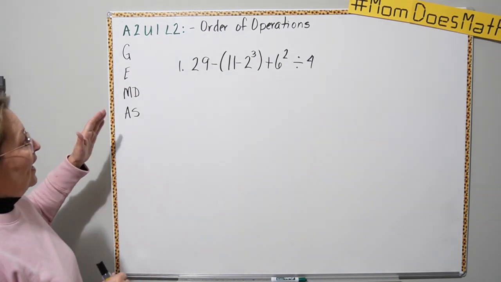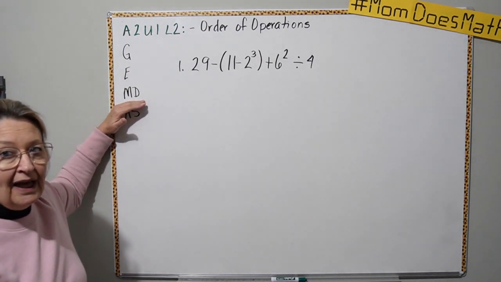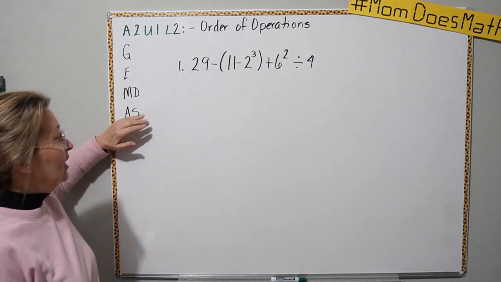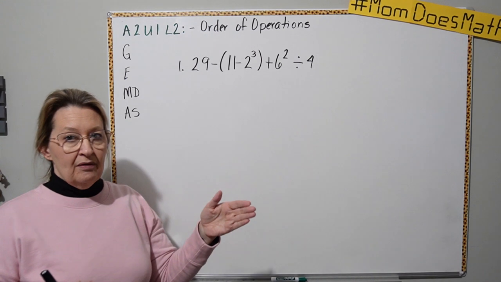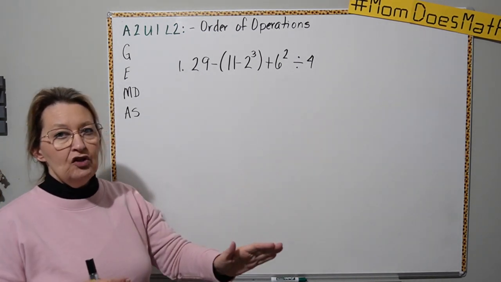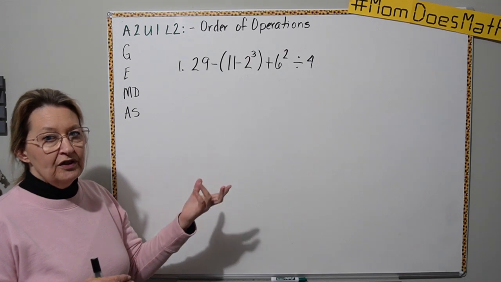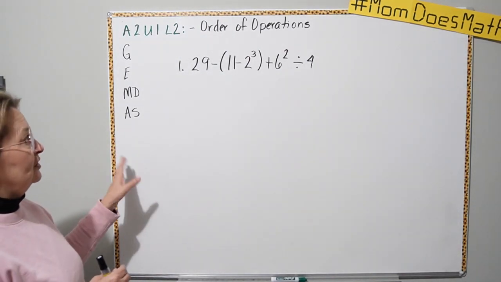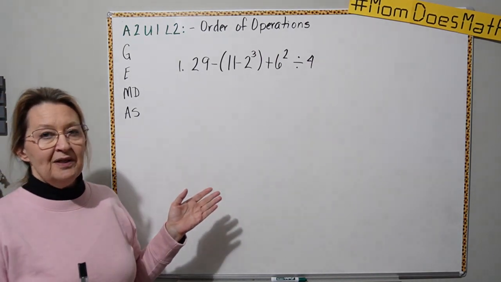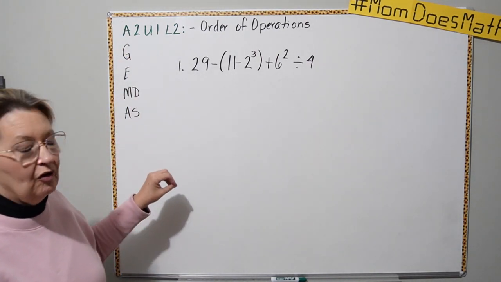I do want to remind you that multiplication, division, the MD part, and the addition, subtraction. Multiplication, division, you do them as you come to them from left to right. You don't just do all the multiplication. You do multiplication or division as you come to it from left to right. Same thing with addition, subtraction. So let's just work through some examples here. That helps more than just trying to talk about it.